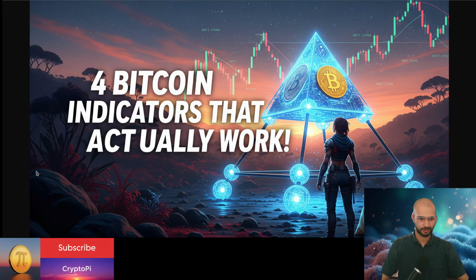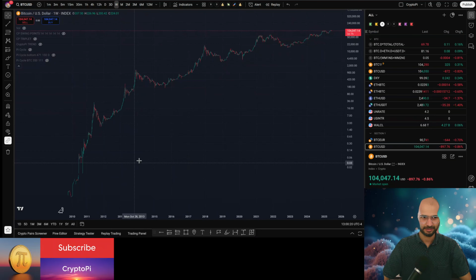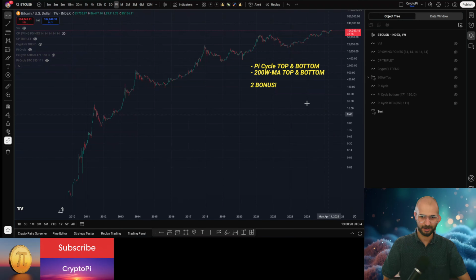Today we will talk about 4 Bitcoin indicators that actually work to identify top and bottom of Bitcoin during a 4-year cycle. Let's go to the Bitcoin chart in the USD pair. I have it on the weekly time frame, and the indicators which I will be discussing are: one of them is the Pi cycle top and bottom indicator, then 200-week moving average, also for top and bottom indicator, and at the end 2 bonus indicators.